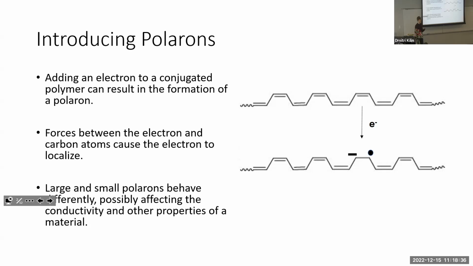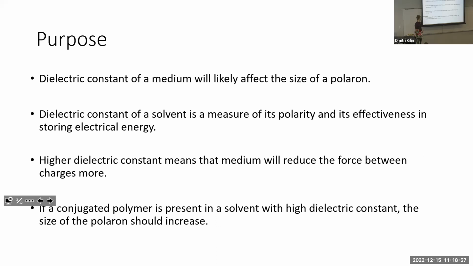There's a lot of research still being done on them. As far as I know, they're kind of theoretical, but it has been found that polaronic interactions can affect the conductivity of a material, such as a conjugated polymer. So, like I said before, we're talking about dielectric constant. This will probably affect the size of the polaron. It'll affect how well it localizes, how much it's trapped in that conjugated polymer, because dielectric constant is essentially a measure of how polar that solvent is.